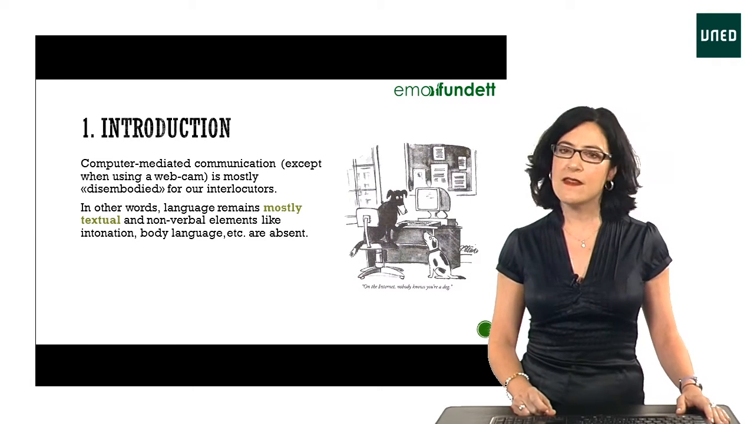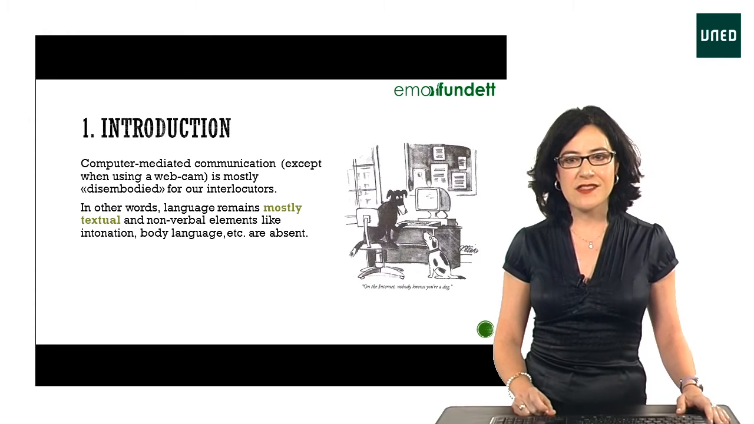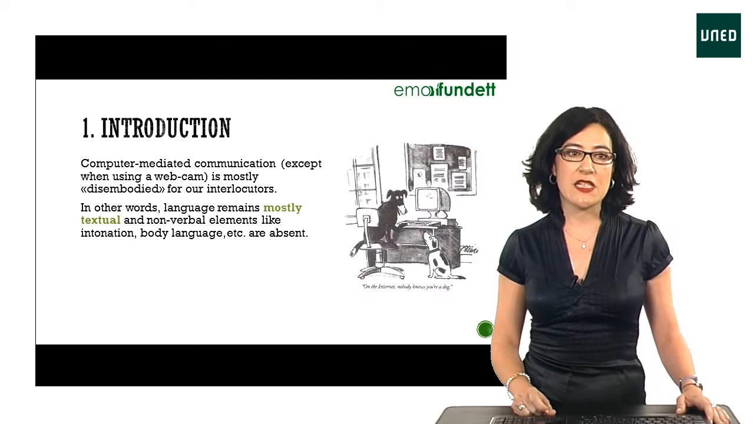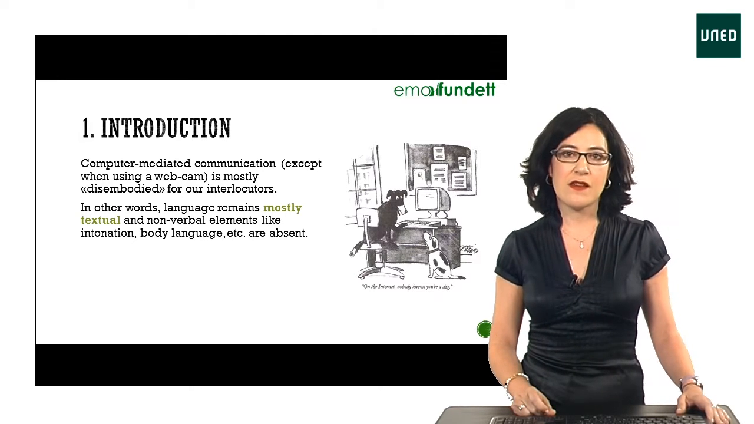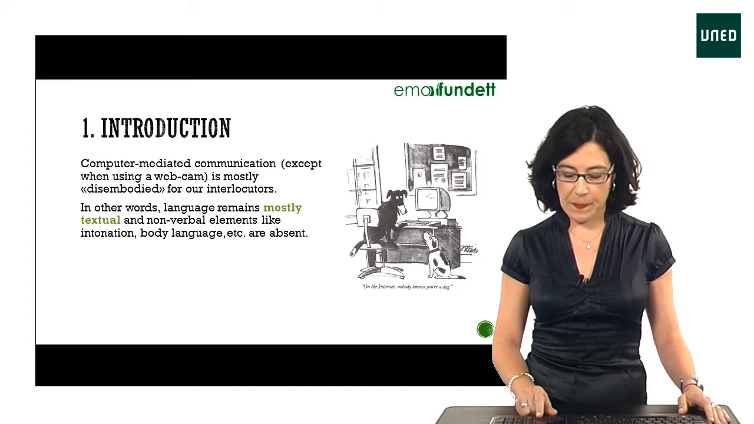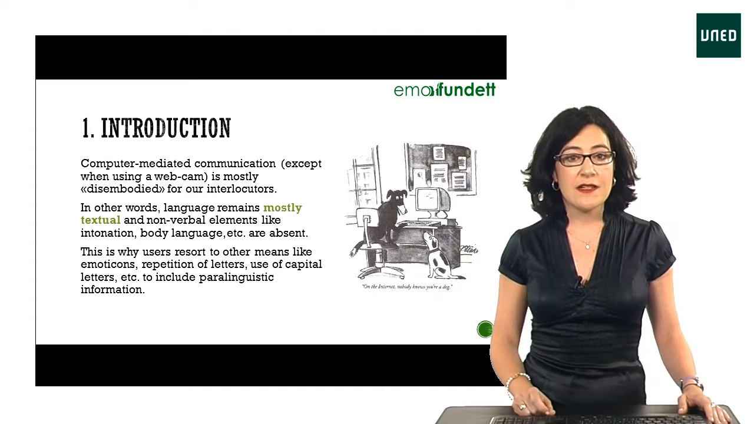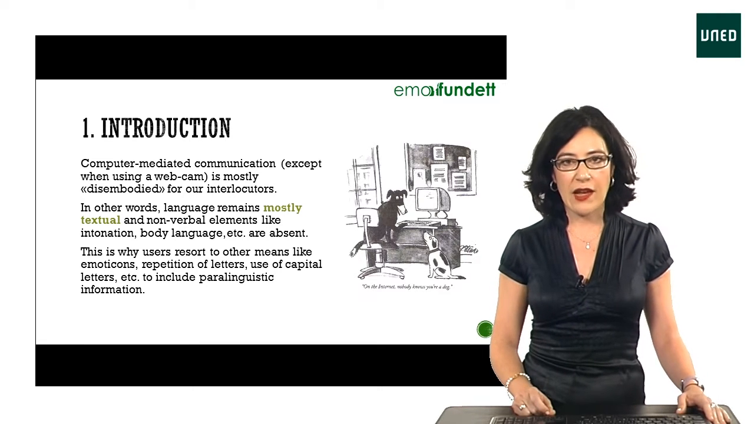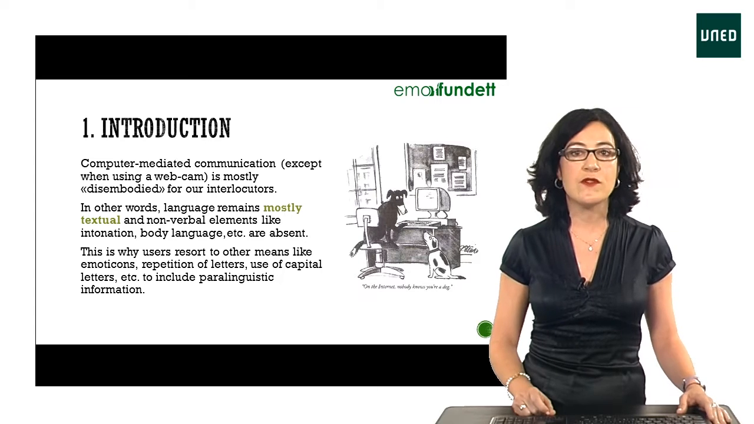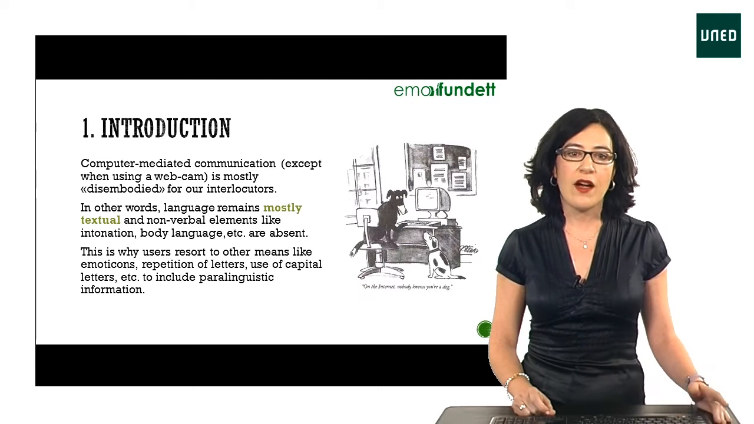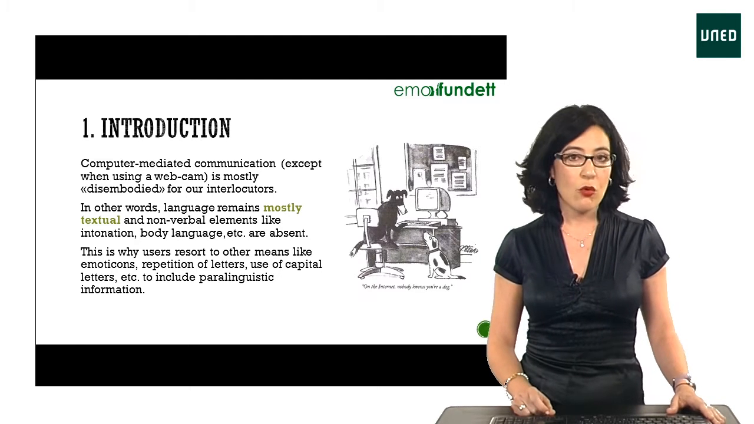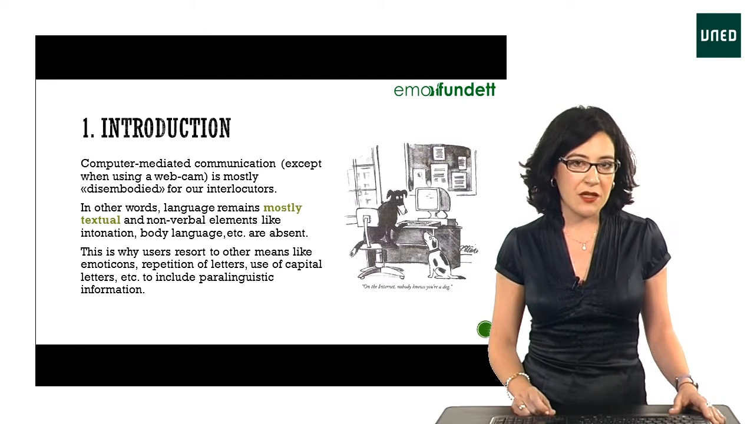I don't know if you can see the joke here, but what it says is, on the internet, nobody knows you're a dog. That means we are really disembodied, and it's only the language that makes us available for our interlocutors. And this is why, precisely, many users, all of us, use other kinds of resources like typographic alteration, like writing in capitals, for example, using emoticons, or using other kinds of linguistic resources to show what we don't have because we don't have a body when we're writing online.